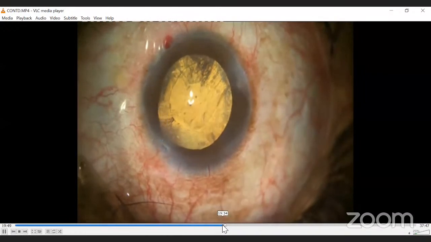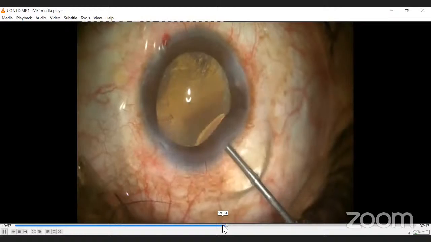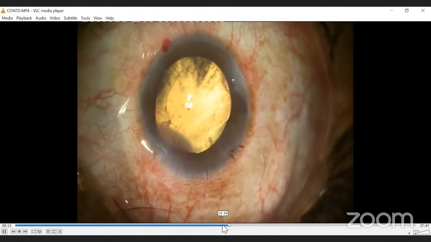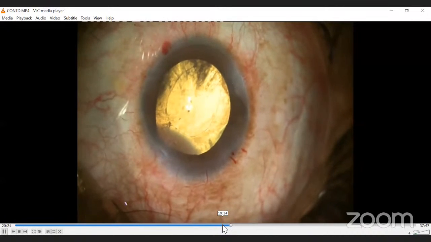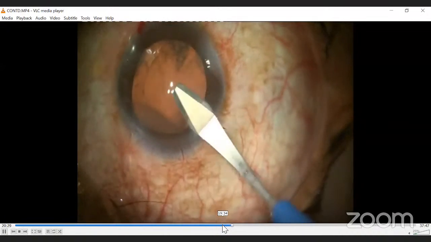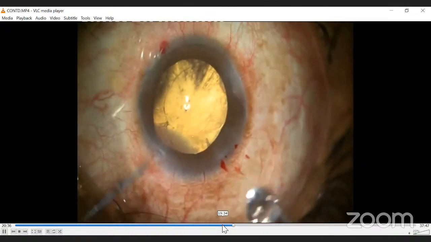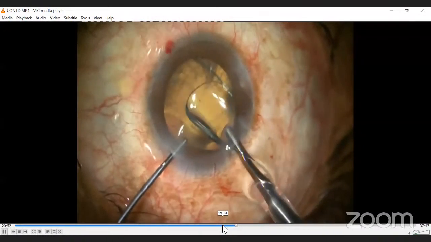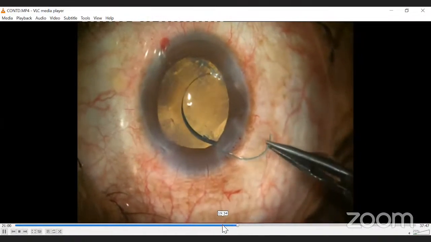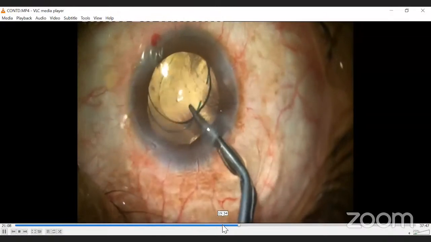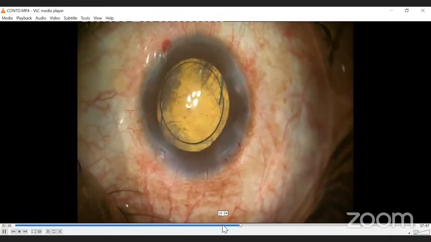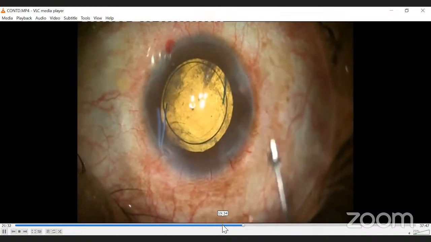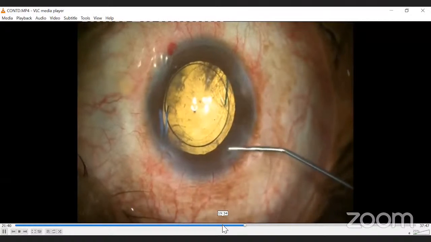So finally, we decided that we will not remove some of that minimal remaining cortex, and we decided to implant the lens so that at least the lens will provide some tamponade to the vitreous as well. Enlarge the incision. We were going to use a 3-piece lens here, and that requires a slightly bigger incision. And luckily, I think with this, after we put pilocarpine, here I've put pilocarpine now.